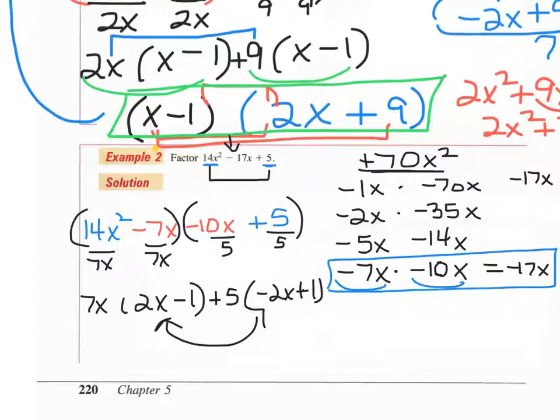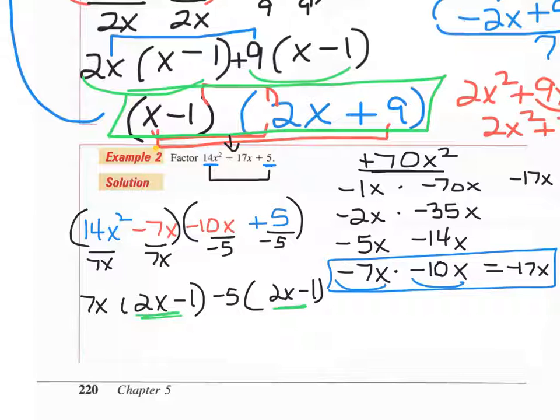In order to make them look the same, what I'm going to pull out is, instead of a positive 5 GCF, I'm going to pull out a negative 5. So now, when I divide negative 10x by negative 5, that now gives me the positive 2x I need. And when I divide positive 5 by negative 5, I get negative 1. So again, if these two do not look the same, then you either pulled out the wrong GCF or you can't factor it by grouping.